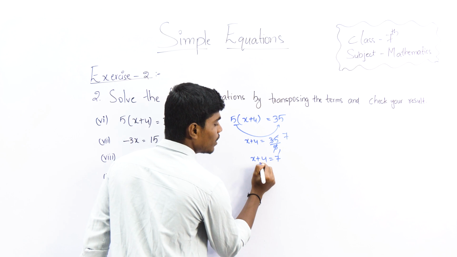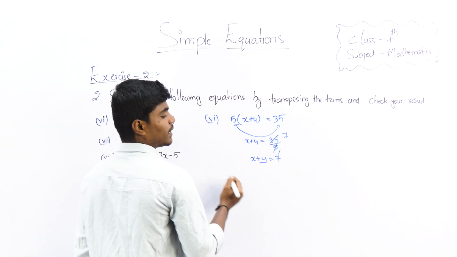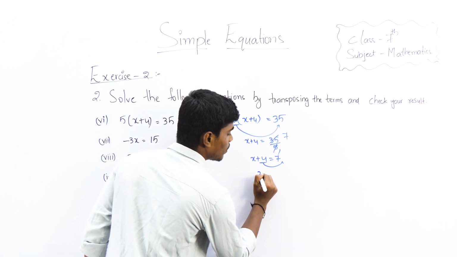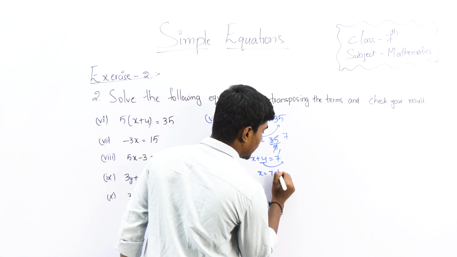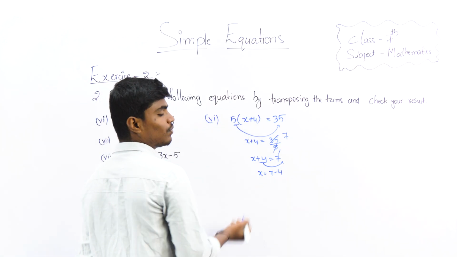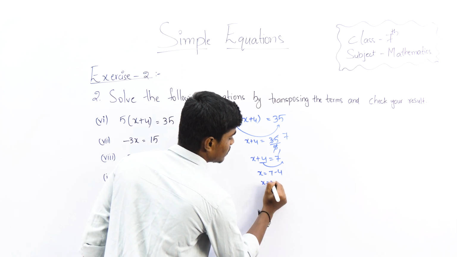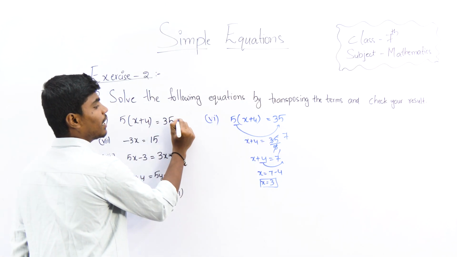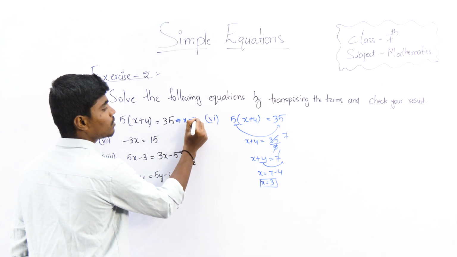Okay, here 4 is adding on the left side. If we move it to the right side, it will subtract. So x is equal to 7 minus 4. 7 minus 4 is 3. So x is equal to 3. This is the solution for the sixth one. What have we got? x is equal to 3.